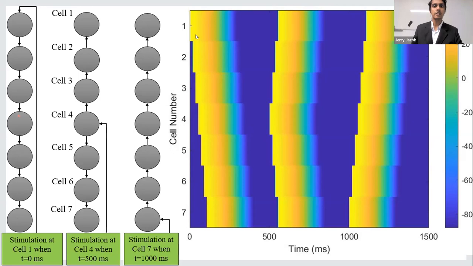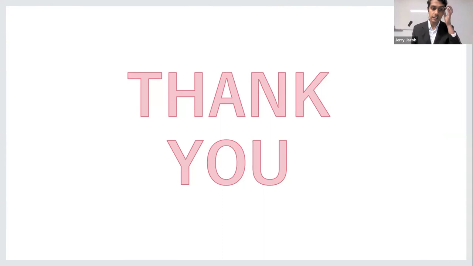At t equal to 0 milliseconds, the wavefront propagates from cell 1 to cell 7. At t equal to 500 milliseconds, there is an outward propagation of the wavefront. However, at t equal to 1000 milliseconds, the wavefront propagates from cell 7 to cell 1. In conclusion, one can understand that the resonant model has clear benefits for FPGA implementation. Thank you.